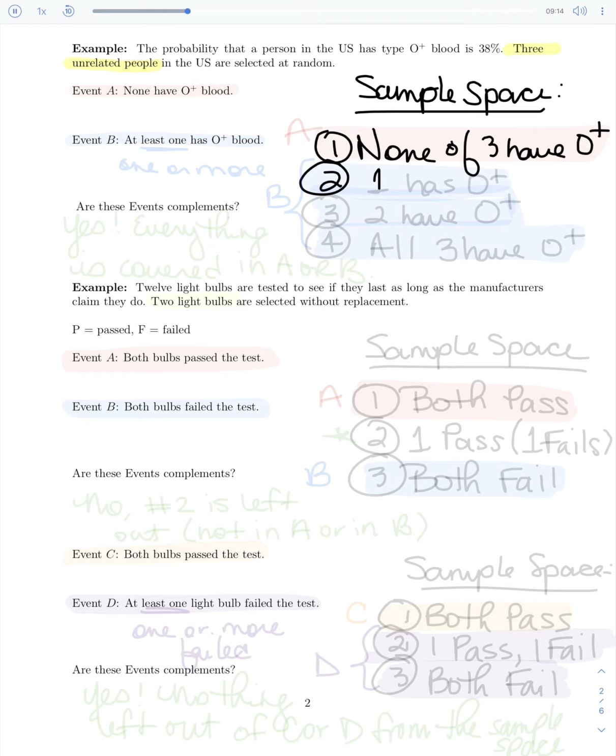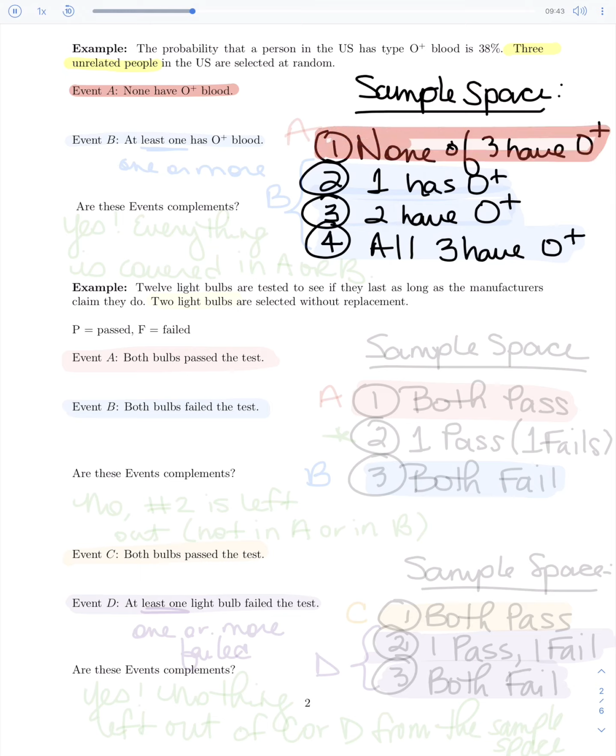It could be that 1 has O positive blood of the 3. It could be that 2 people that you selected have O positive blood. We only selected 3 people, so your best case scenario is that all 3 have O positive blood, but that's at most what you can get. So let's take a look at our events here. Event A is that none of them have O positive blood. That is only this first option here that we'll include there. So that's our A.